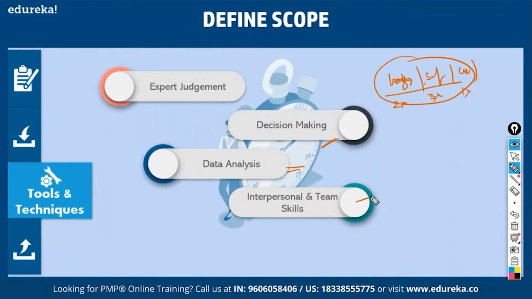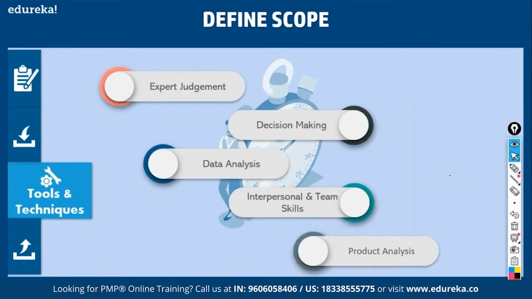Then interpersonal and team skills. A lot of times while defining scope, you'll be meeting with cross-functional experts, people from design teams, technology teams, business teams, operations teams, marketing teams. So you need to make sure all of them come to an agreement on all the product-based decisions. As a project manager, you need to have a lot of facilitation skills and soft skills.